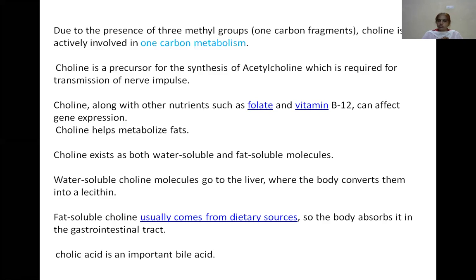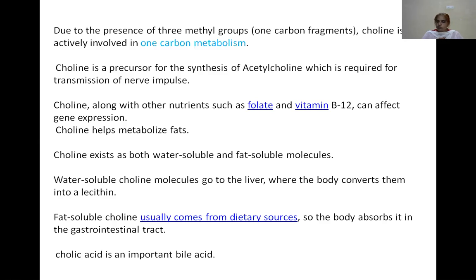Actually, choline exists in 2 forms, as water-soluble and fat-soluble molecules. How many forms? 2 forms: the water-soluble form and the fat-soluble form. The water-soluble form of choline, when it enters the liver, is converted into lecithin. So water-soluble choline, when it enters the liver, is converted into lecithin.